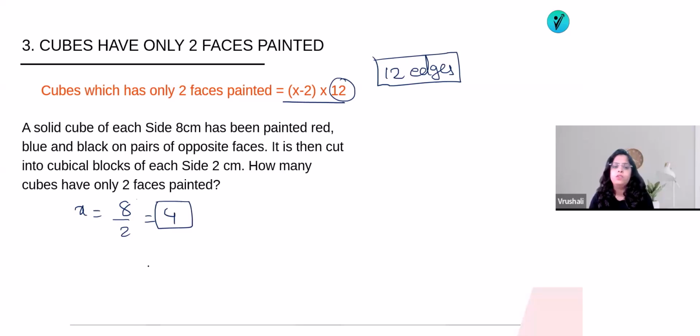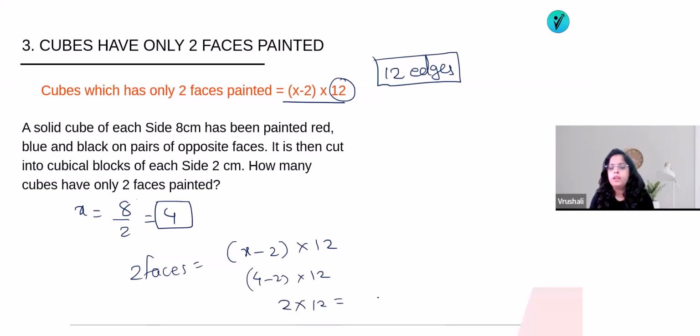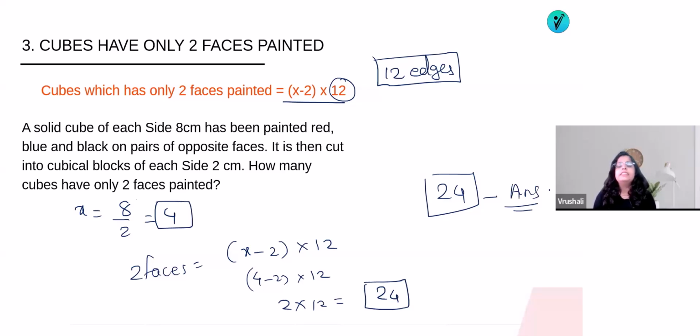Where x is 4, so 2 faces painted will be equal to what? (X minus 2) into 12. X minus 2 means 4 minus 2, into 12. So 4 minus 2 is 2, into 12. So there will be a total of 24 cubes which have 2 faces painted. Getting it? There will be a total of 24 cubes where 2 faces are painted. That will be the answer.